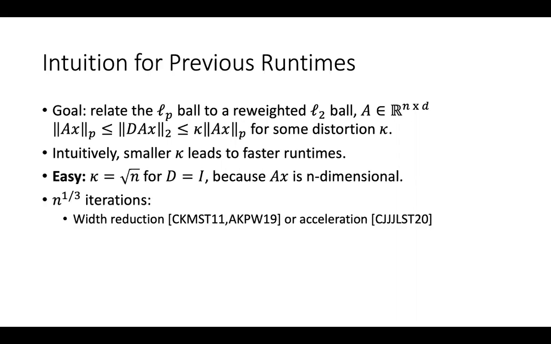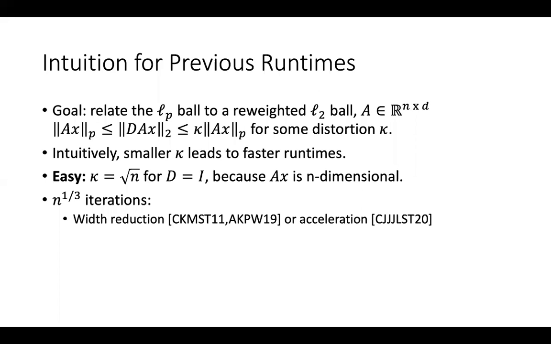It is easy to get a bound like kappa equals root n, or something like kappa is n to the 1/2 minus 1 over p. This is achieved when D equals the identity matrix I. Then the bound for kappa would just be the distortion between the 2 norm and the LP norm, or in the worst case, the L infinity norm. Because Ax, the vector, is n-dimensional, the distortion can be all the way up to something like square root n possibly. Such an intuition will end up giving an algorithm with n to the 1/3 iterations.